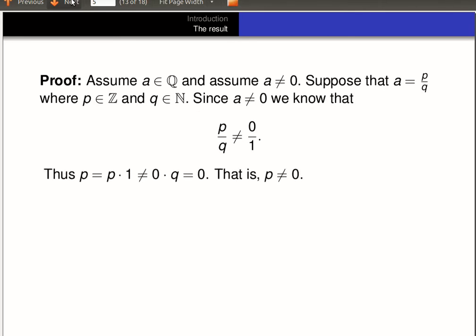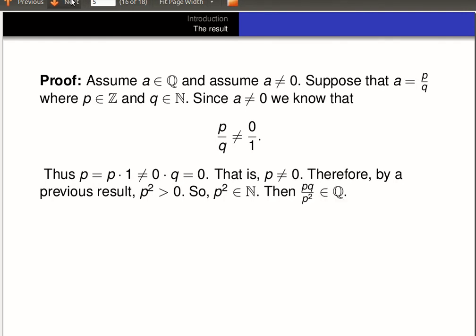And so we know that p is equal to p times 1, which is not equal to 0 times q, and that's equal to 0, so p is not equal to 0. So the fact that p over q is not 0 over 1 leads to the conclusion that p is not equal to 0, using our definition of fraction equality. And so by a previous result, since p is an integer that's not equal to 0, we know that the square of p is greater than 0. So p squared is greater than 0. That's great. That means that p squared is a natural number, so we can use it as a denominator.